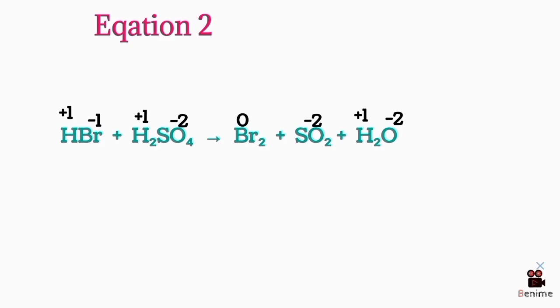Now, let us find the oxidation number of sulfur in SO2. Oxygen is -2. There are 2 oxygen atoms. So, their total oxidation number becomes -4. We know that the total oxidation number of a neutral compound is 0. So, sulfur must be +4. Therefore, sulfur has oxidation number +4 in SO2.